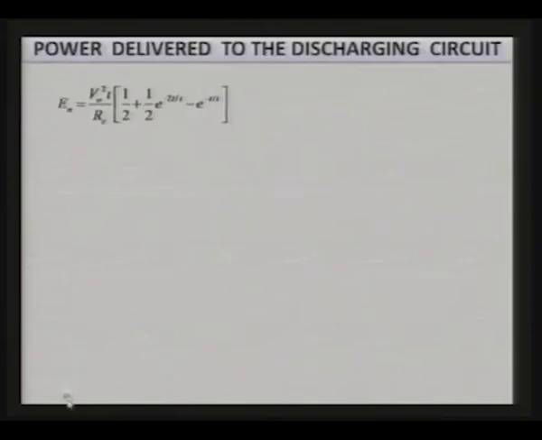E n is equal to V 0 square tau over RC multiplied by 1 by 2 plus 1 by 2 e raised to power minus 2 t over tau, minus e raised to power minus t over tau. With the help of this particular equation, you can calculate what is the energy supplied.